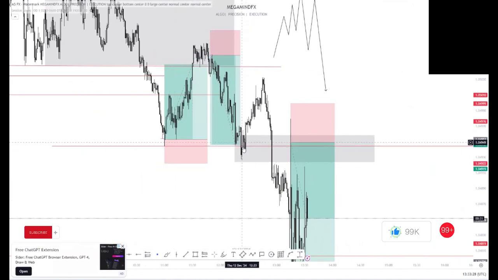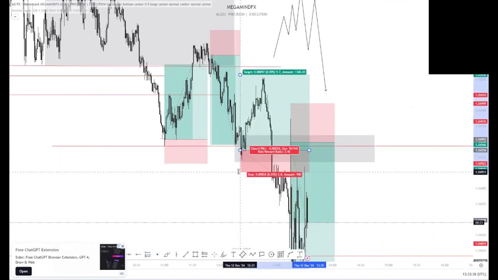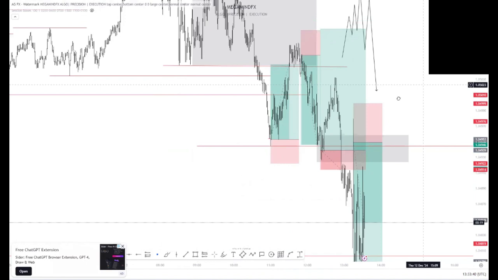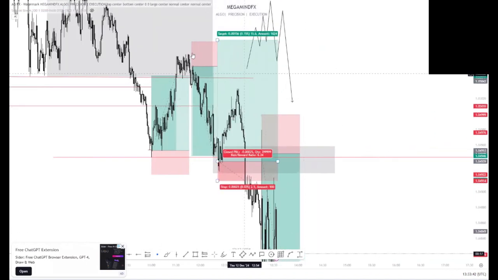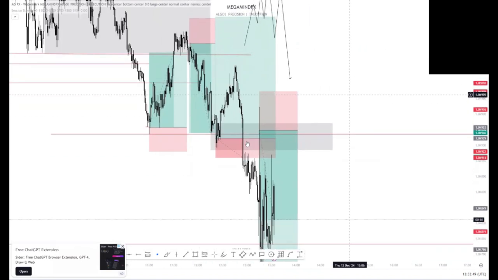Now I told you this triple inducement is not meant to be taken, correct? So if I got in on a buy here, my target should be this high. This should be my target. So now this shouldn't break.